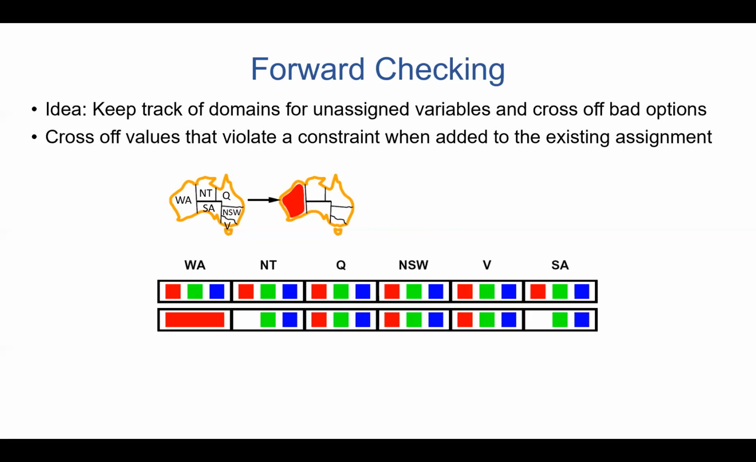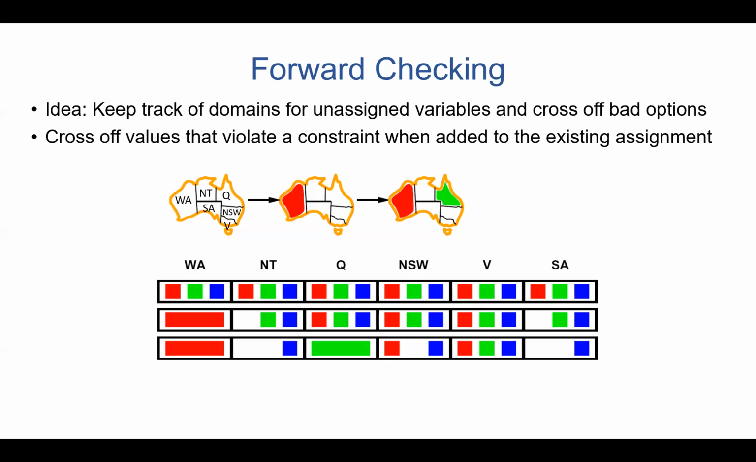Then go forward. We have assigned the color green to, which state is it? Queensland. If we assign the color green to Queensland, then that means Northern Territory is not going to be able to have the green color. And Southern Australia also is not going to be able to have the green color. And then we have New South Wales, right? It can also not have the green color. So just cross out the bad option. Just look at the next step and cross out the bad option.